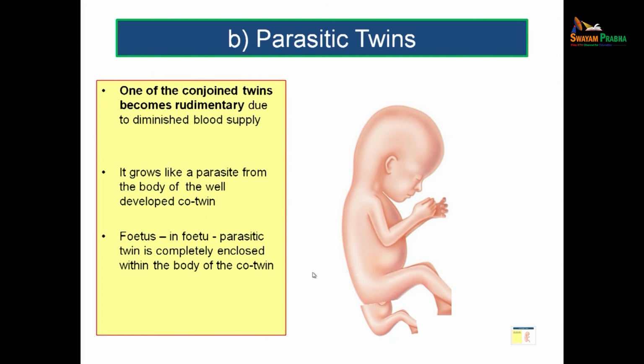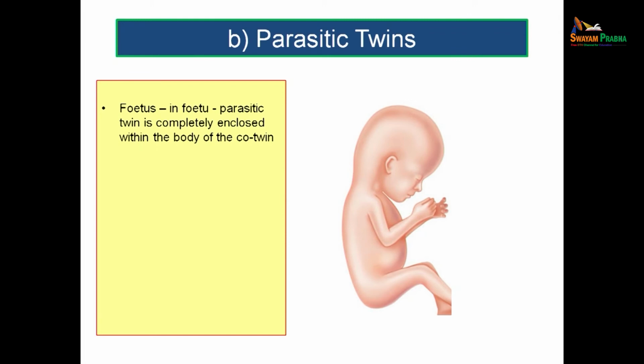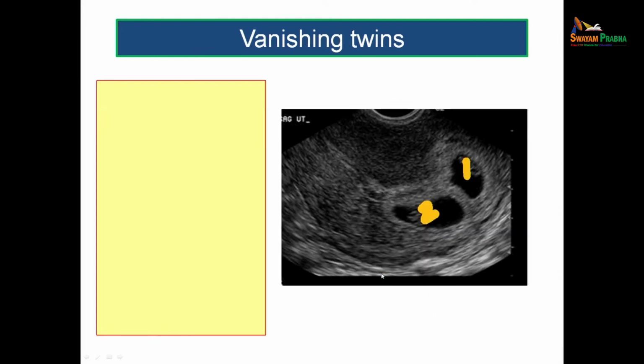There is another condition known as fetus in fetu. Here the parasitic twin, instead of jutting out from the body of the normal twin, will be completely enclosed within the body of the co-twin. So, this is actually what is meant by fetus in fetu. That is, the parasitic twin will be completely embedded within the body of the normal twin. This condition is known as fetus in fetu.